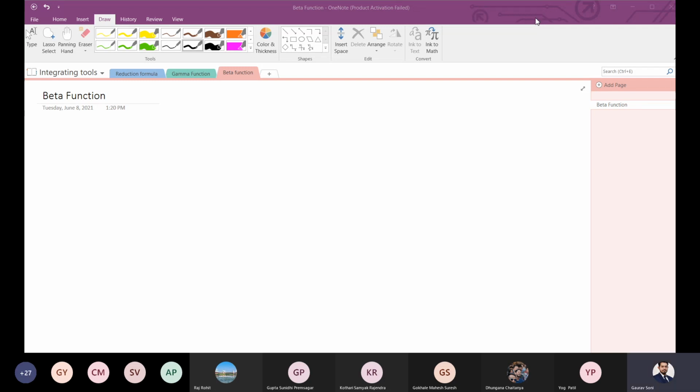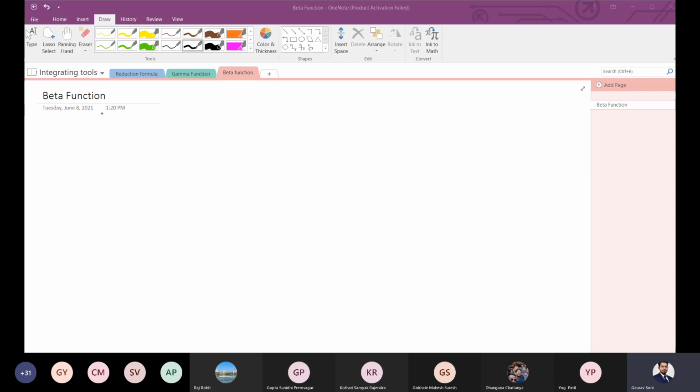So today we will start with the new topic, which is the beta function. Beta function and gamma function both are related to each other, so they have to be of the same type. And so we'll write down the definition.